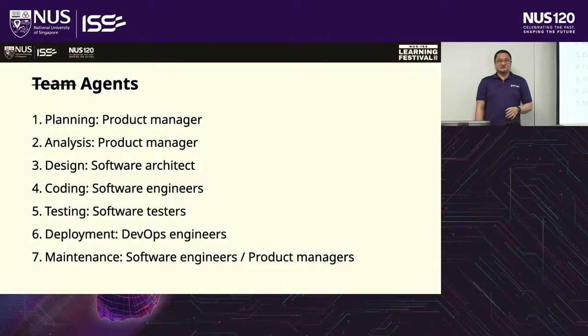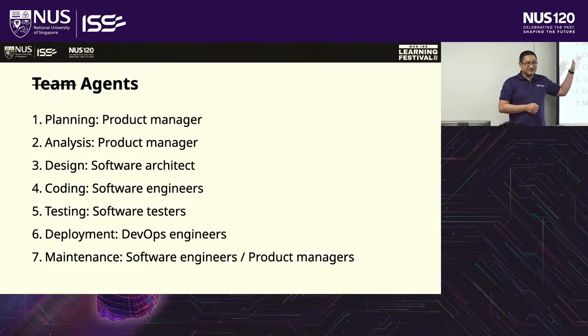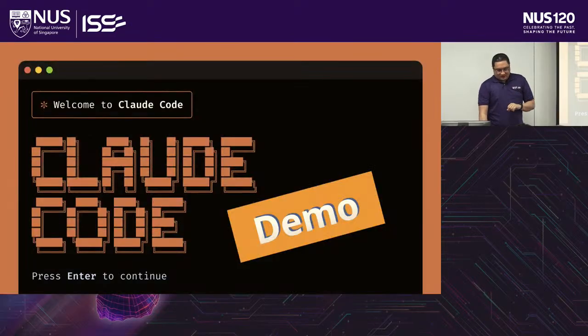And in an agentic AI world, we're going to call these agents, right? These are individual AI agents that will do the job for you in developing software. All right, let's go to the fun part. Let's try to do a demo here. We're going to try to do some coding here.